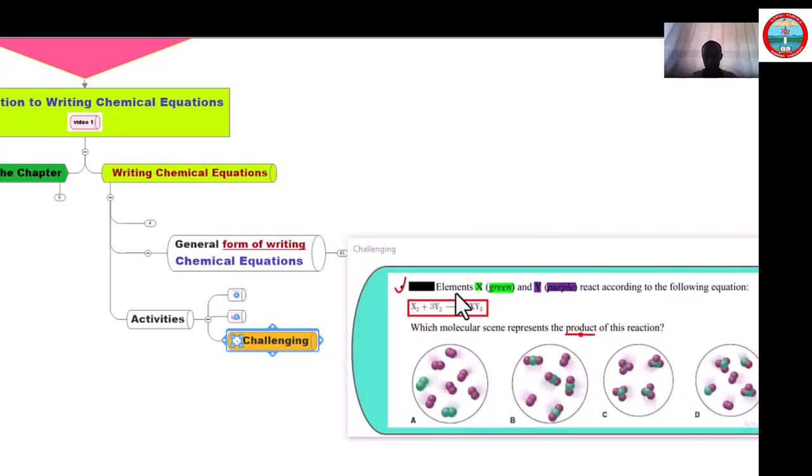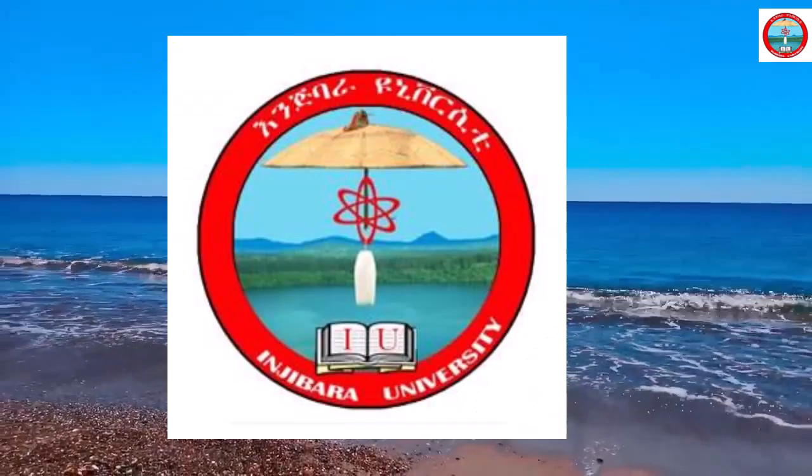And now, elements X, that's the green one, and Y, that's the purple one, react according to the following chemical equation: X2 plus 3Y2 gives 2XY3. Which molecular scene represents the product of this reaction? This is expected from you. So A, B, C, D are given as alternatives.